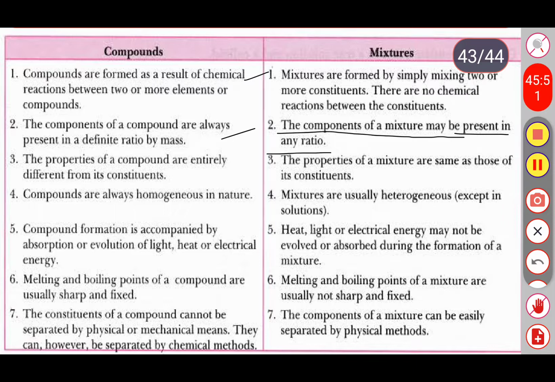For example, carbon dioxide. Carbon dioxide is a combination of carbon and oxygen. The characteristics of carbon and oxygen are entirely different from the characteristics of carbon dioxide. It means it does not show the characteristics of the combining components or constituents in the compound. Here in mixtures, the properties of the mixture are the same as those of the constituents.